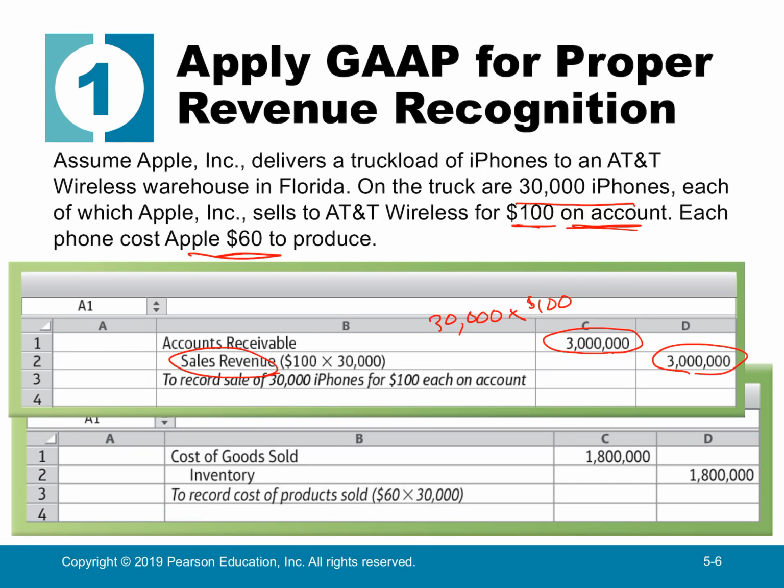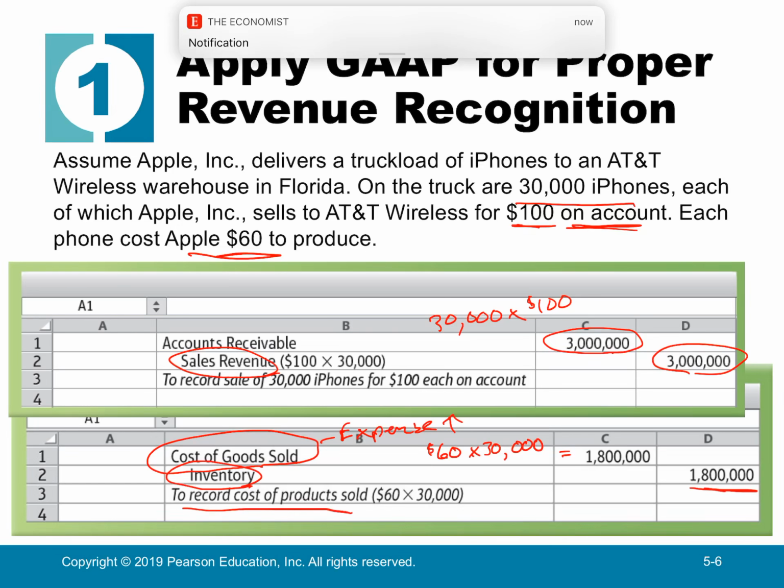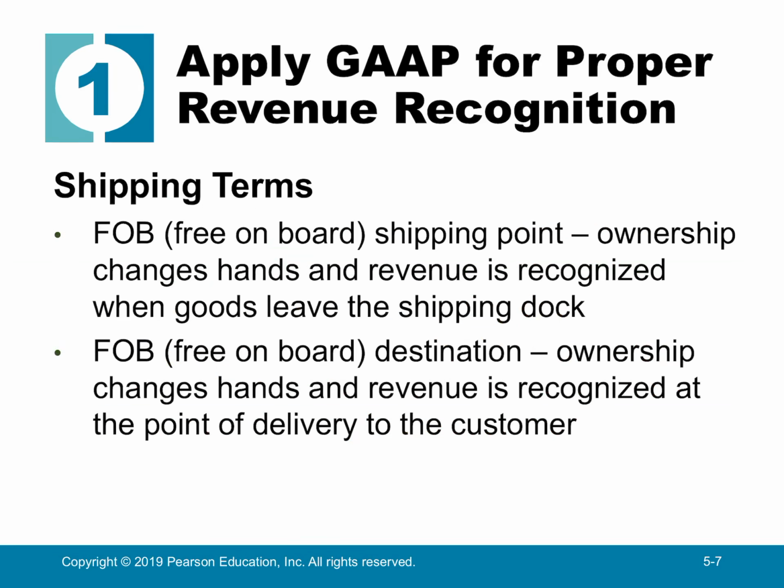They also have to have a journal entry to get these iPhones out of their inventory. So they're going to debit this account cost of goods sold, right? An expense account. So we're increasing an expense account by debiting it. So each unit cost Apple $60 and they're selling 30,000 units. So that's how they get 1.8 million. And then that gets removed out of inventory as well. Right? And so this is recording the cost of products being sold.